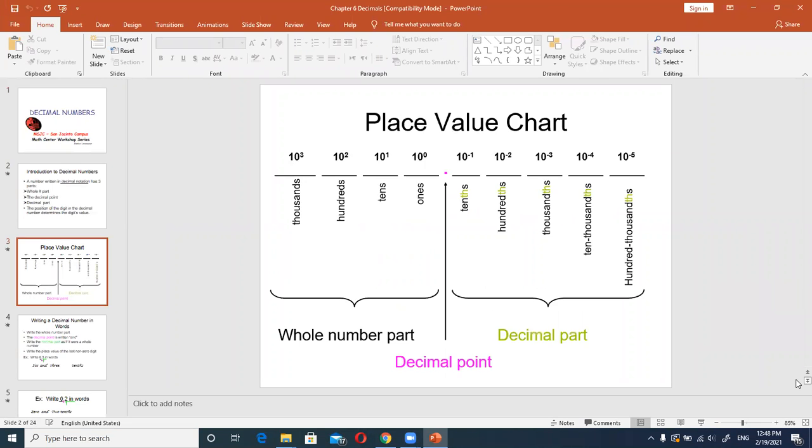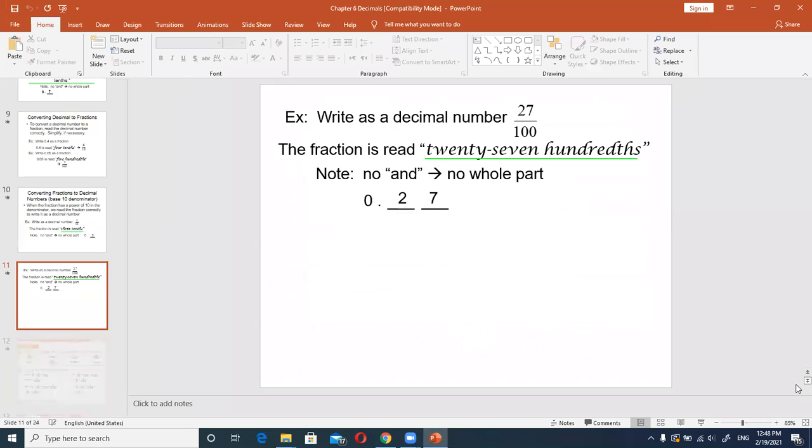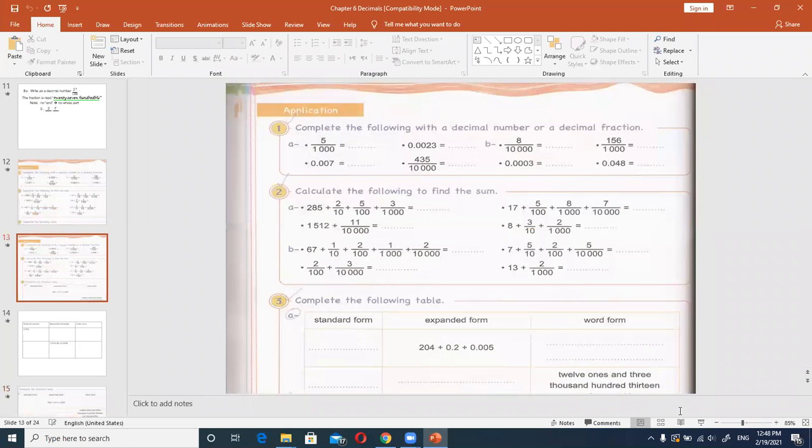Okay, how do we compare two decimal numbers together? We took this in grade 4. Now let's revise them.